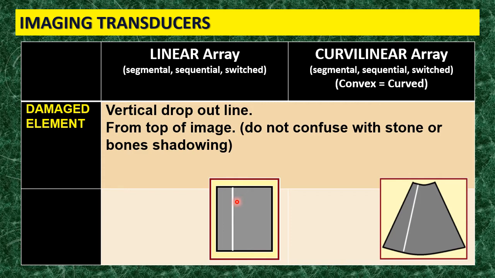Sometimes you get an image that has this shadowing and you have to tell the reason of this shadowing. Is it a dropout line or shadowing, what we call shadowing by attenuation? This is shadowing of attenuation, which starts from the stone or a rib. But if it's coming from the face of the transducer, this is a dropout line. Both conditions that happen here, the same will happen in the curvilinear, right? So we get a dropout line that is vertical.